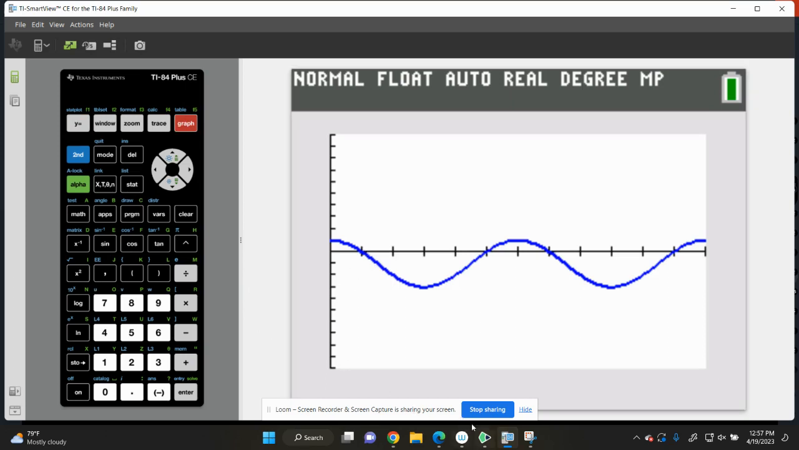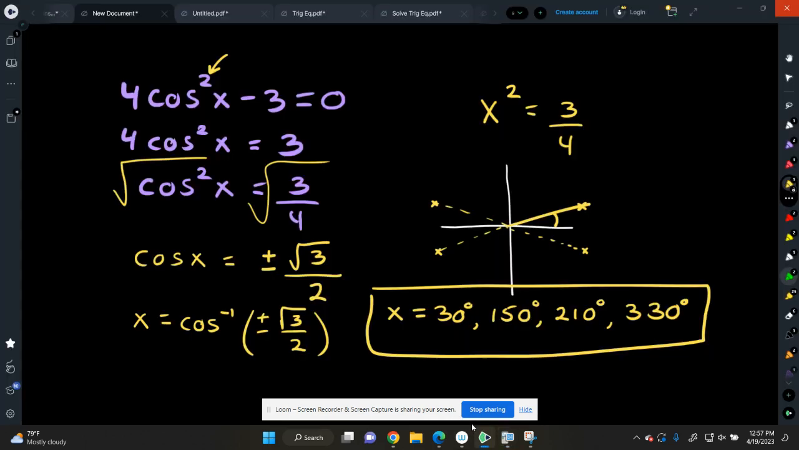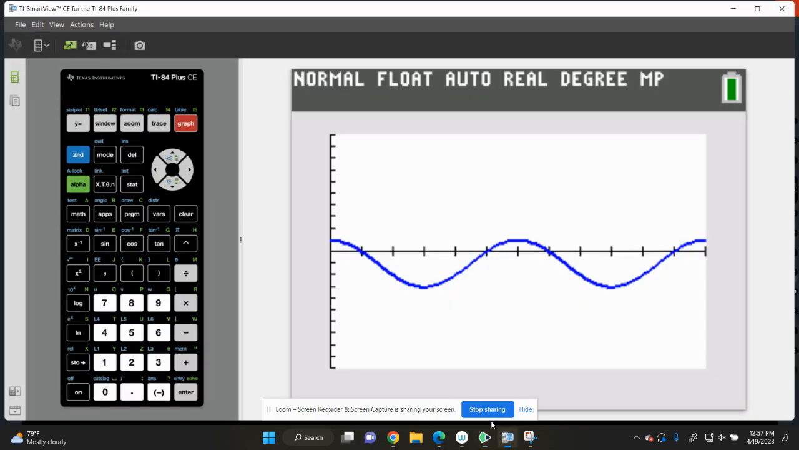Based on my answers that I got algebraically, I chose to have each mark represent 30 degrees. That way I can just easily count on the axis and figure out where they're crossing. So here it's crossing at 30, 60, 90, 120, 150. So 30 and 150, 180, 210, 240, 270, 300, 330. So sure enough, my solutions match what I have on the calculator.